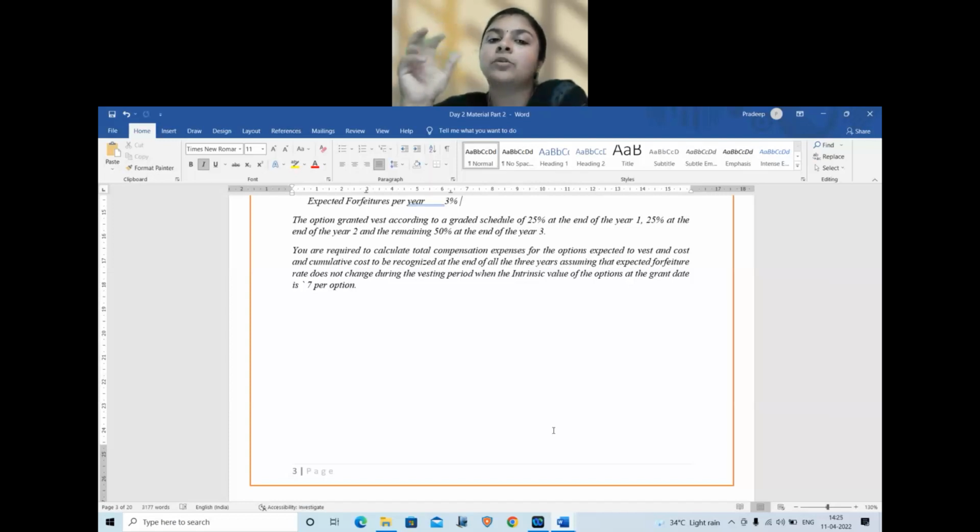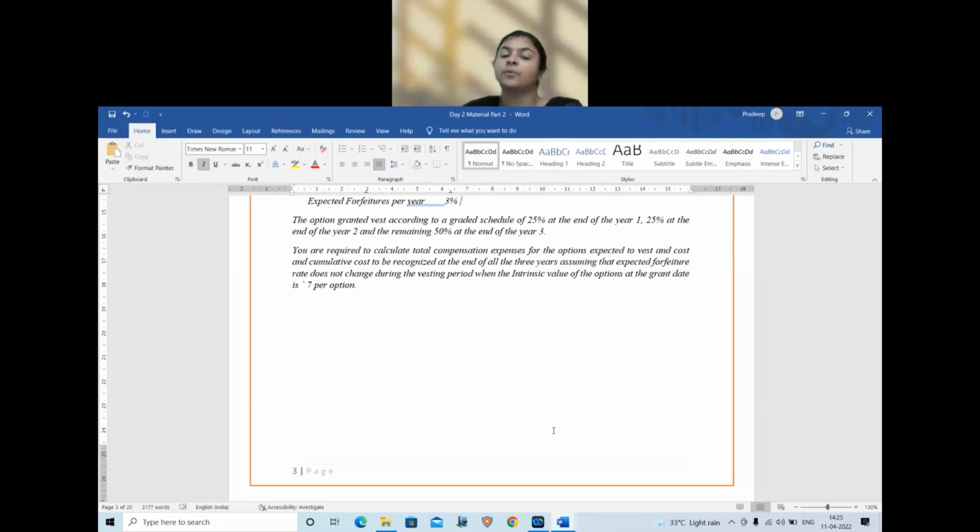So which means out of the total options, 1/4 is vesting, or becoming eligible, at the end of year 1, 1/4 at the end of year 2, and remaining at the end of year 3. So for the first 1/4, 1 year only cost will be recognized. For the second 25%, 2 years cost will be recognized. And for the next 50%, 3 years cost will be recognized. Clear?